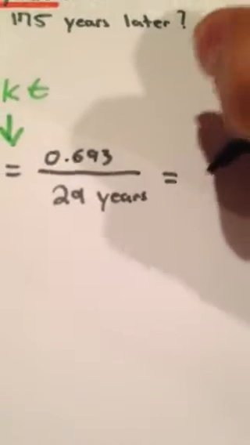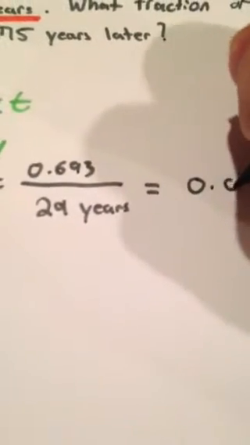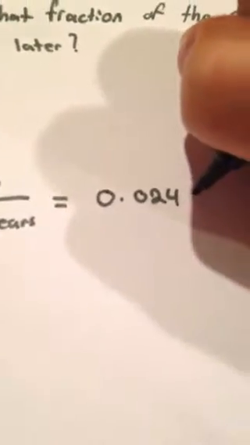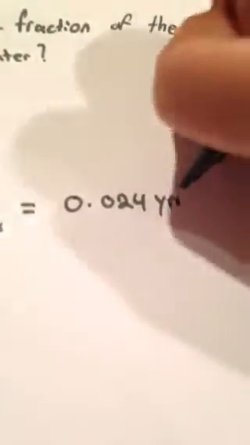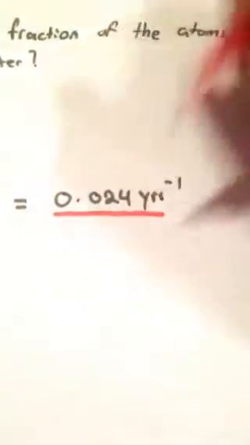Okay, and then we're going to calculate that, and that's going to come out to 0.024 per year. That's important to note. Okay, so now that we have k, we go ahead and make sure we have everything else. So let's go ahead and look at that.